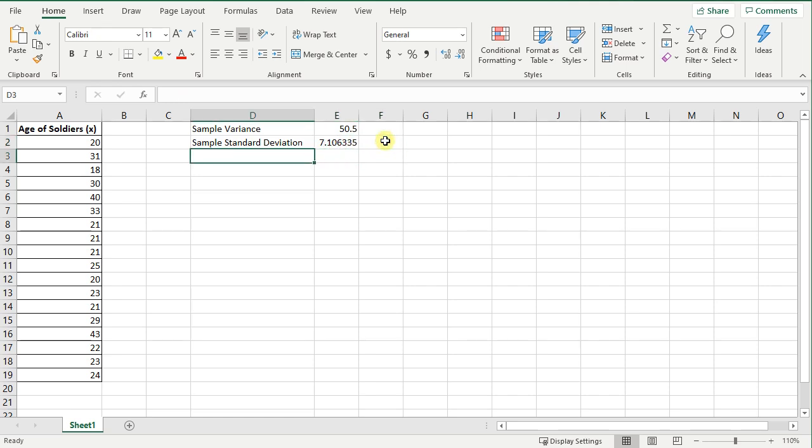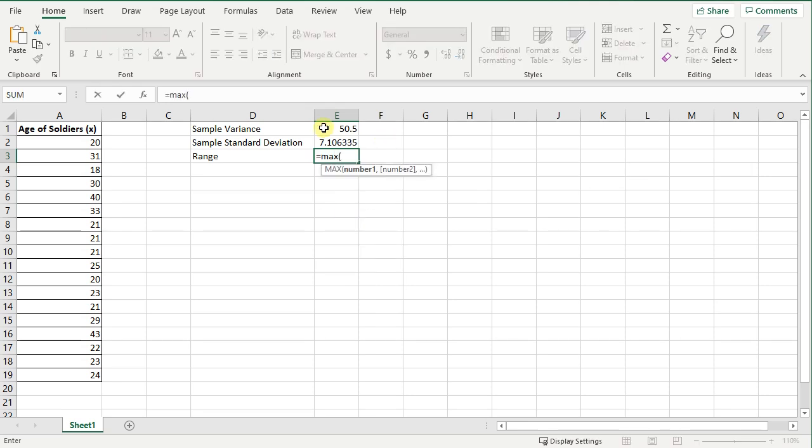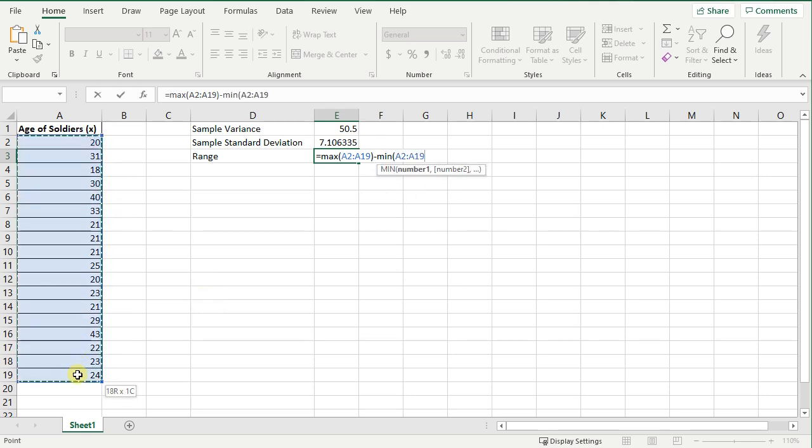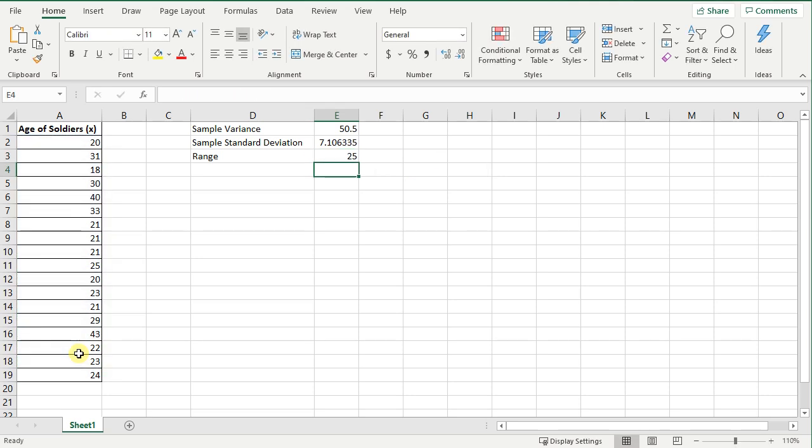Next, if I wanted to find the range, remember, it is the max of the data minus the min. So type in max and those parentheses, and then type in minus the min. Open parentheses, highlight the data, close those parentheses. All right, so there you have it. There is the sample variance, standard deviation, and range using Excel.